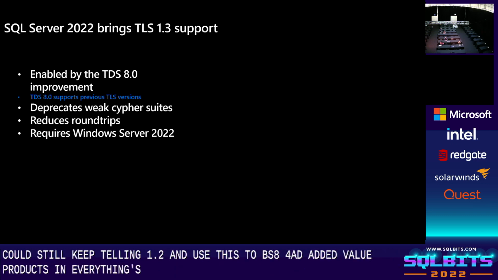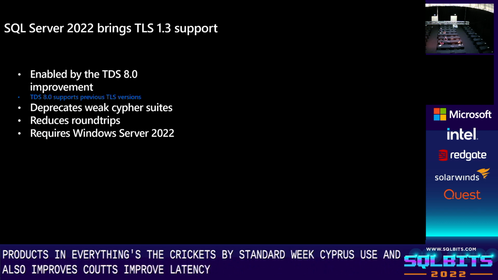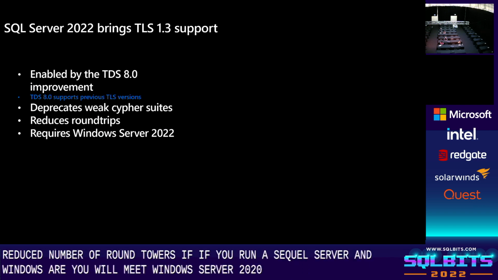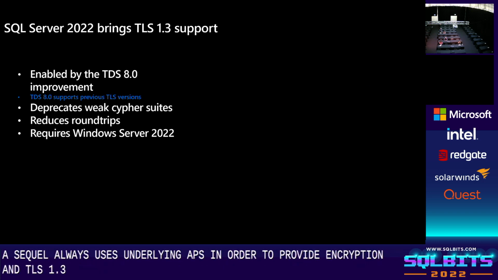TLS 1.3 is important as it deprecates weak cipher suites by standard and also helps improve latency and performance through a reduced number of round trips. If you run SQL Server on Windows, you will need Windows Server 2022 for that. The reason is that SQL always uses underlying OS APIs to provide encryption, and TLS 1.3 is only available from Windows Server 2022 onward.